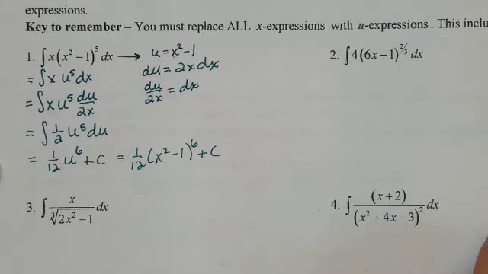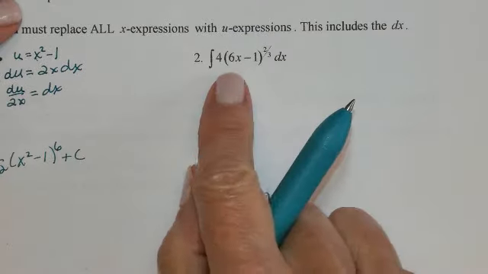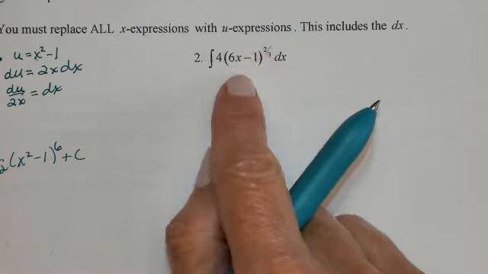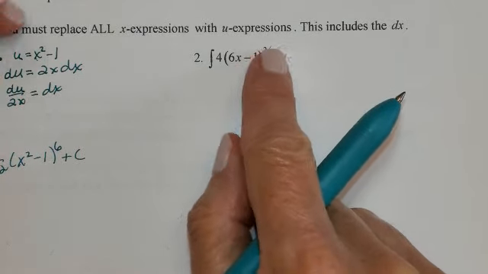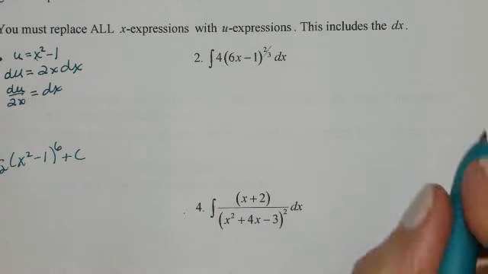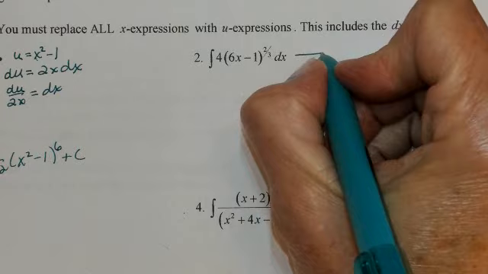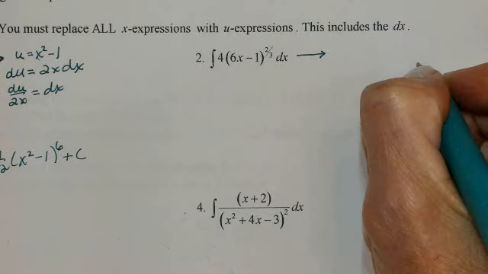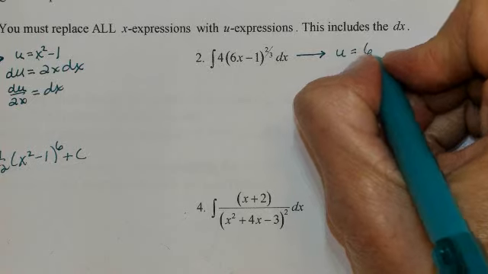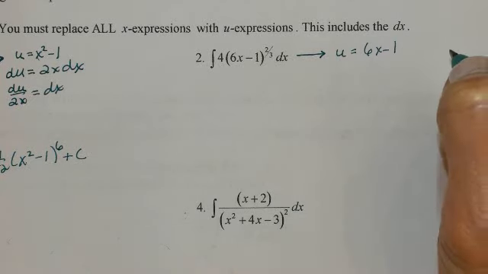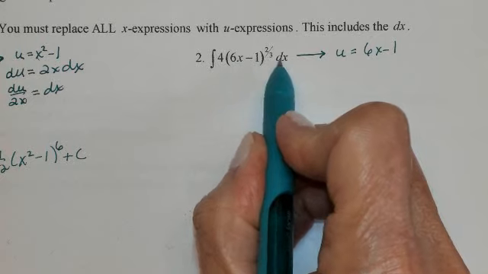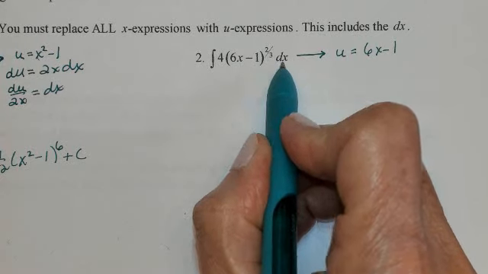All right, next example, number 2. For this one, we really can't square this or raise it to the 5th power or whatever. This 2/3 power, we have to use a u substitution on this one. So we'll come off to the side, and u will equal 6x minus 1. So right now I have 4u to the 2/3 dx.